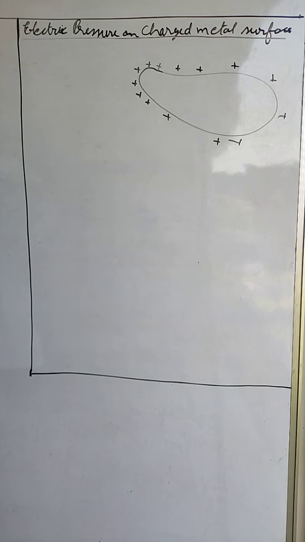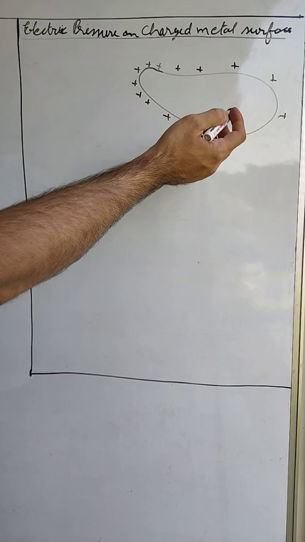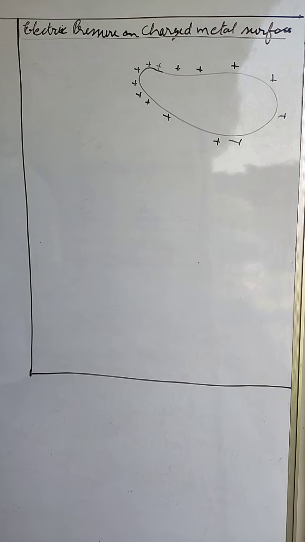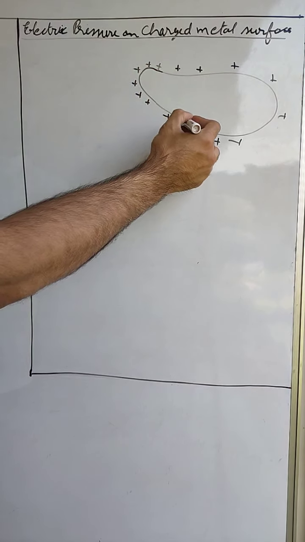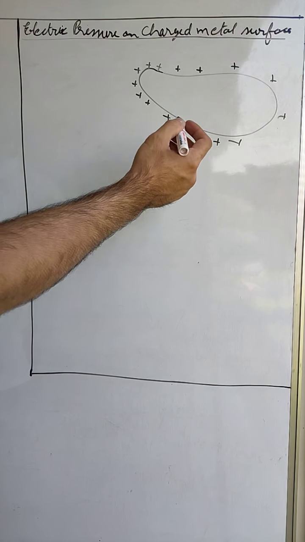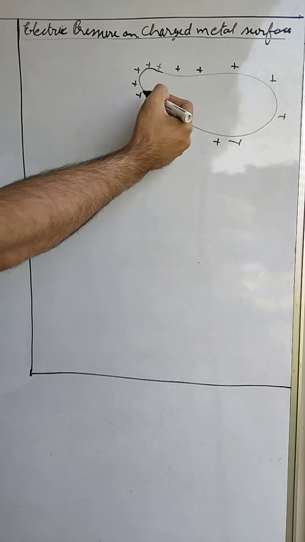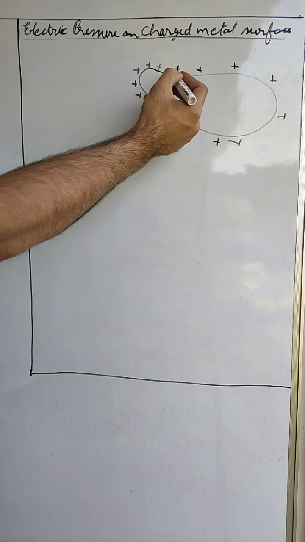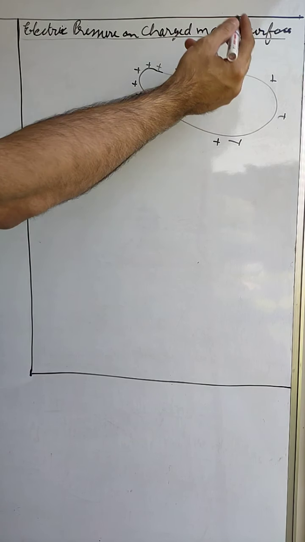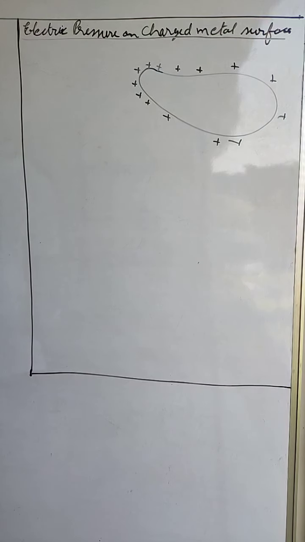Due to natural repulsion of charge, these are all positive charges. Even if the charges were negative, they would have repelled each other. Because of the repulsion of charge on a body surface, every point of the body will repel each other, so they will force each other outwards, and every part will experience a pressure in the outward direction. This pressure is called electric pressure.